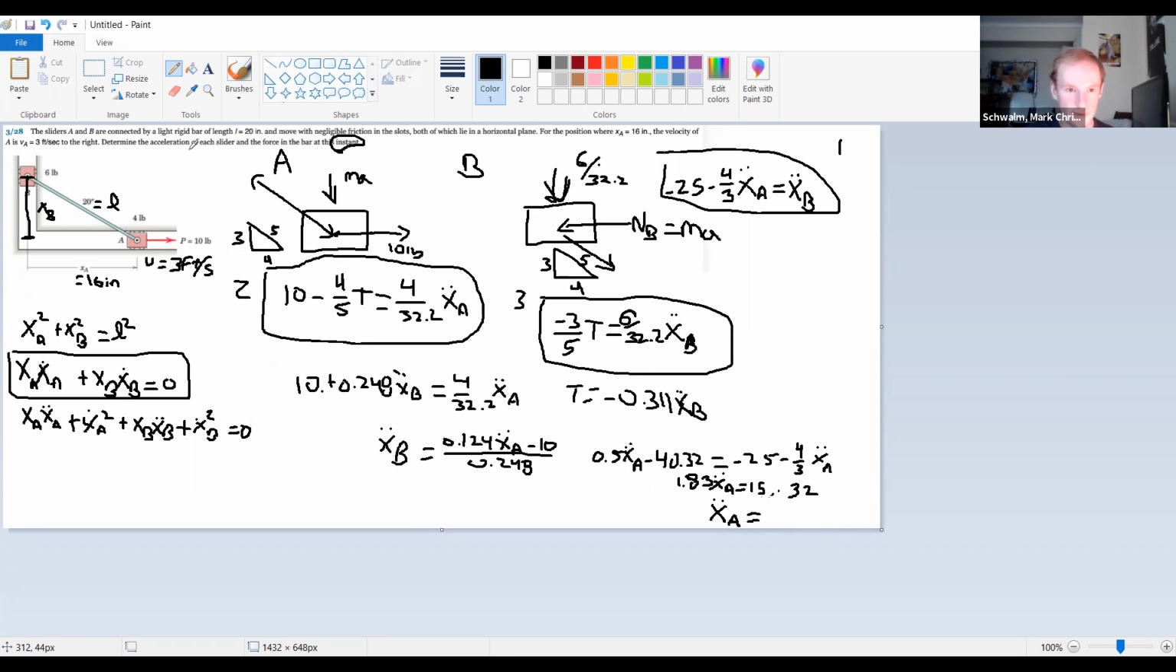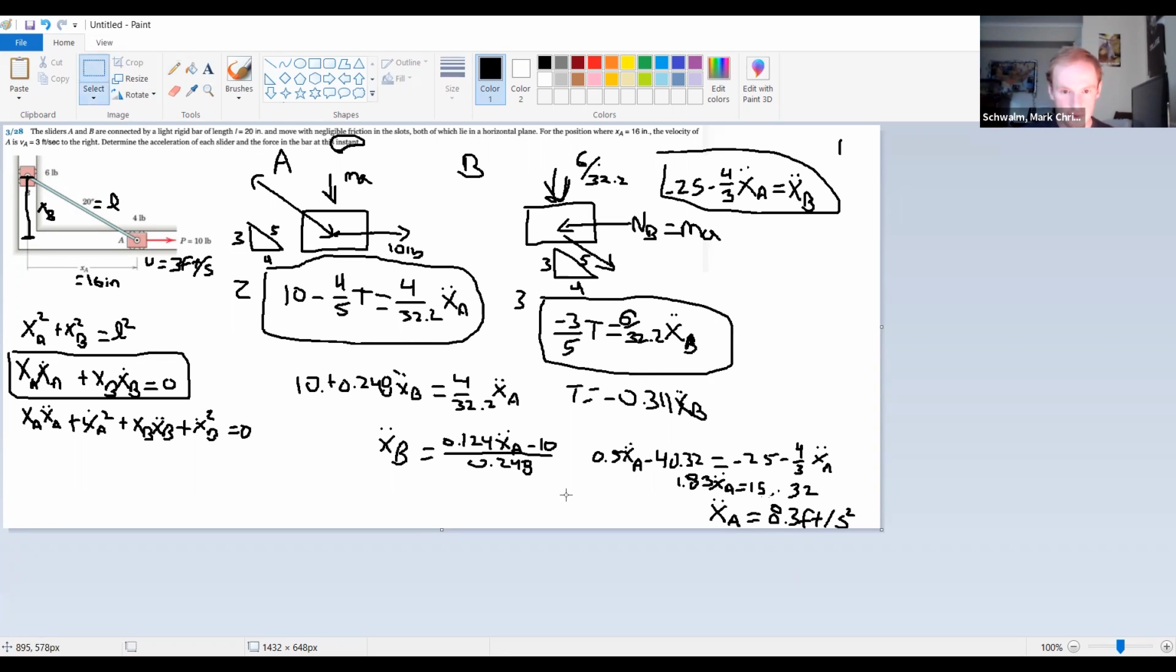which is the acceleration they asked for. Well, one of them, the a slider, as 8.3 feet per second squared.